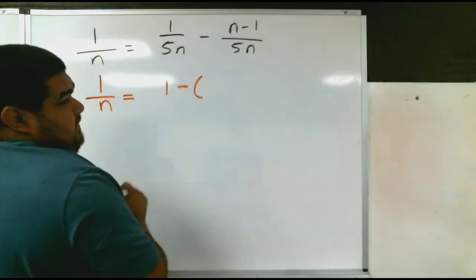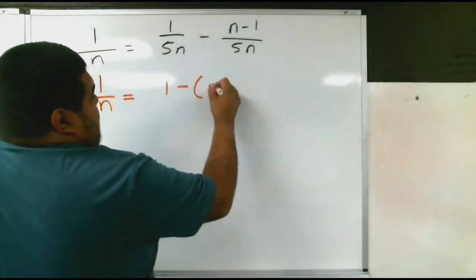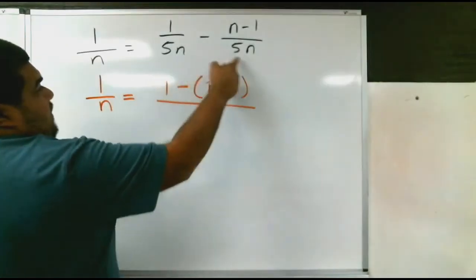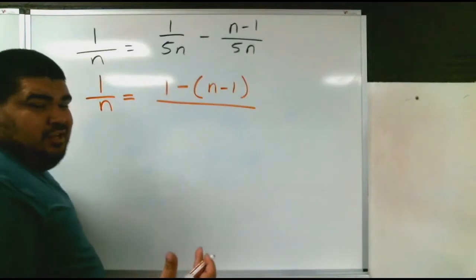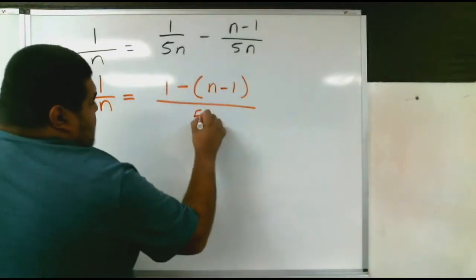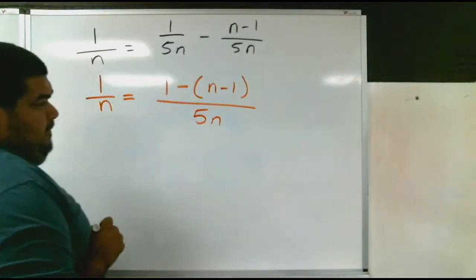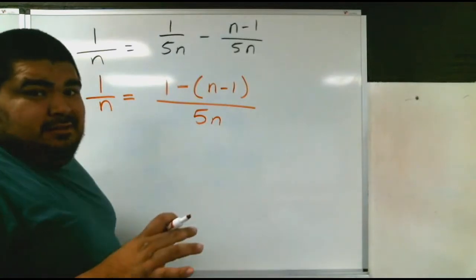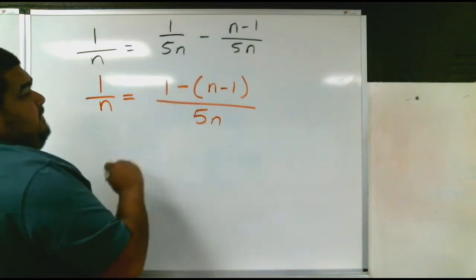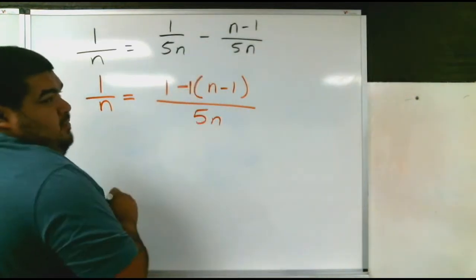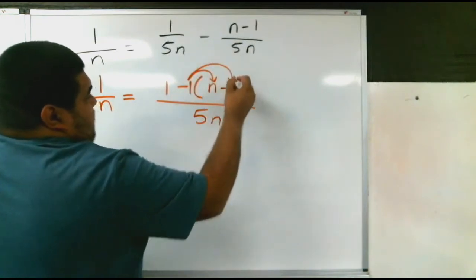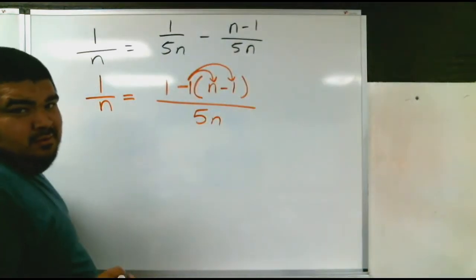minus parentheses, because remember this whole one set, n minus 1 over 5n. Since when dealing with fractions, same denominator, 5n. Okay? Notice that whenever you have something like this negative, there's a 1 there. Okay, so negative 1 times n, negative 1 times negative 1.